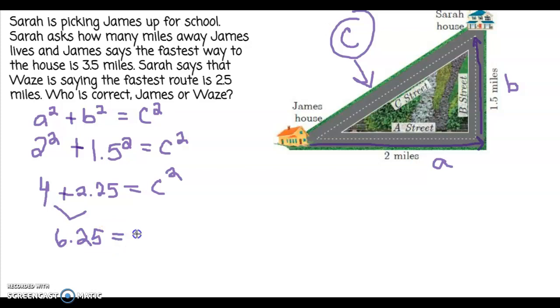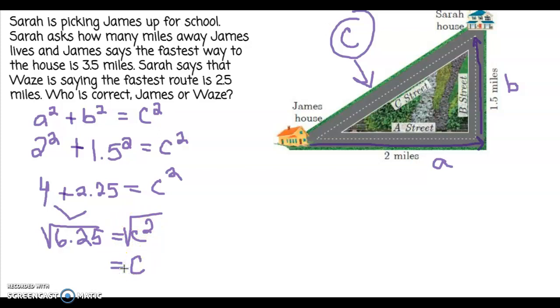But remember, we don't want C squared. We want the actual distance of C Street, which is only one of these C's. So the only way to undo squaring a number is to take the square root. Anytime we take the square root of one side, we take the square root of the other side, because they have to remain equal at all times. Well, remember, the square root of C squared is just C, because C times C is equal to C squared.